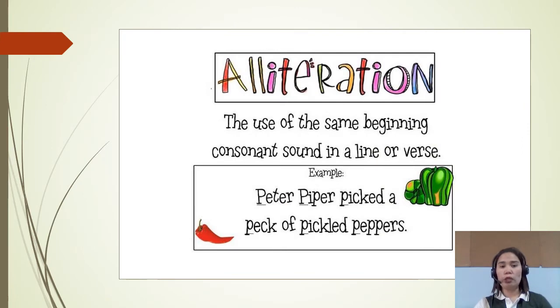Also, we have another example, the repetition of the sound of the letter P: Peter Piper picked a peck of pickled peppers. It is the use of the same beginning consonant sound in a line or verse.